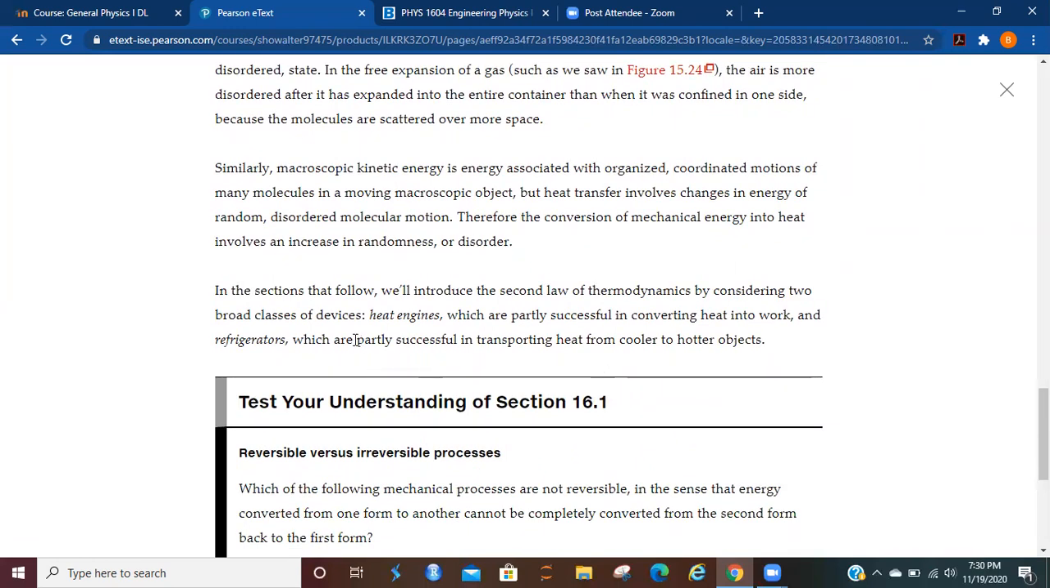So later on here, we're going to discuss the second law of thermodynamics, which is going to discuss entropy through heat engines, where you convert heat into work, and refrigerators, which are partly successful in transporting heat from cooler objects to hotter objects.